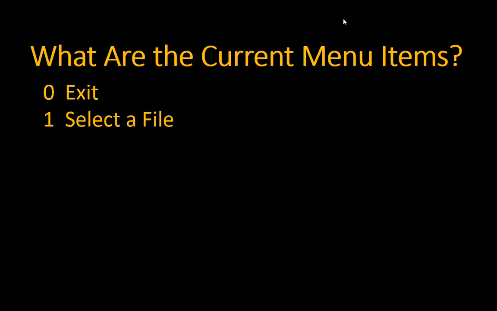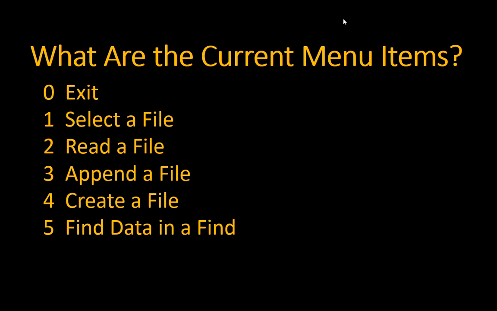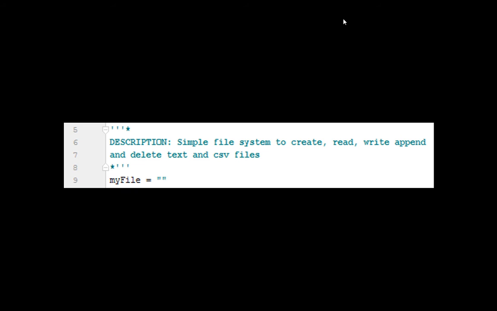Next, we want to select a file. We just go right down to requirements and pick what the requirement is and list that as our menu. Then we're going to read a file, then append a file, then create a file, find the data in a file, and delete a file. That's probably enough. So to start off, we'd open up a template in Python. Don't do that tonight. Practice this when you're laying on the beach in Montenegro sipping pina colada over spring break.